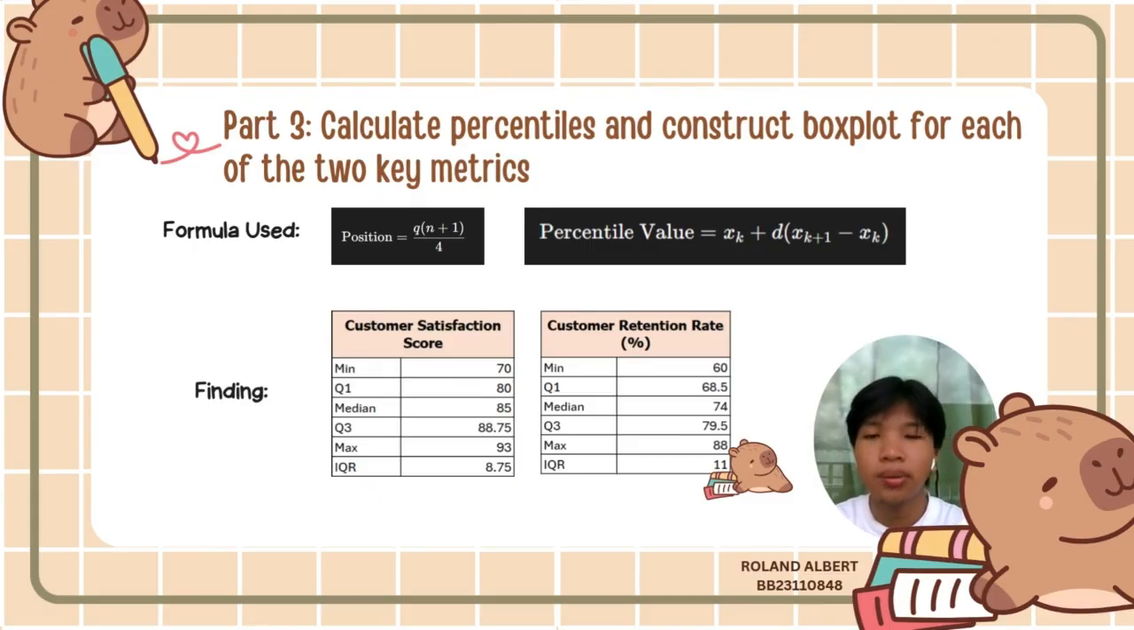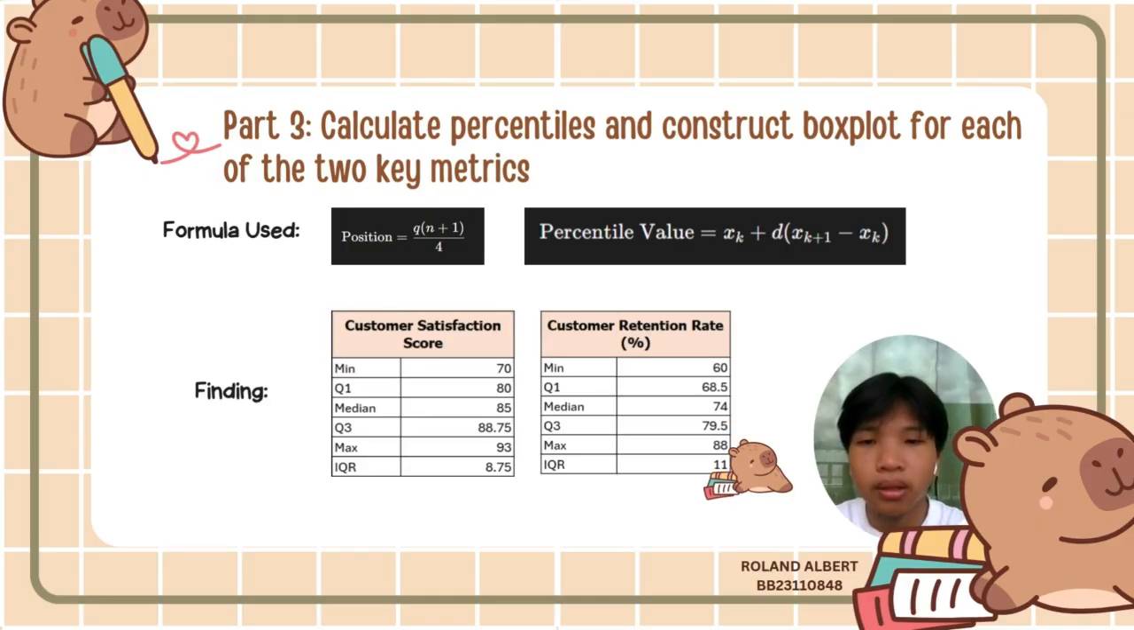Okay, so now I'm going to explain part 3, calculate the percentile and construct box plot for each of the two key metrics. I use two formulas. The first formula is to find the position, meanwhile the second formula is used if the position isn't a whole number. For the position, Q is Q1, Q2 or Q3 and N is the number of data.